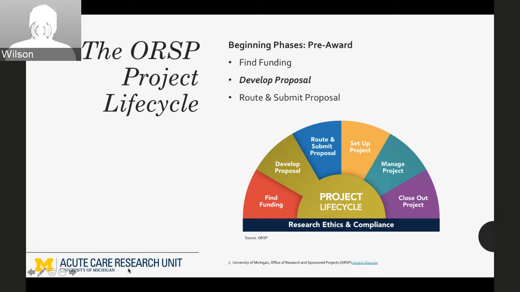Let's take a look at the ORSP project lifecycle. The beginning phases are also called the pre-award phases. This includes red, gold, as well as blue. In red, it's the finding funding process phase. You'll want to make sure that you find opportunities and proposals that are in line with your research interests and goals. Once you find the funding opportunity, you're going to develop the proposal.